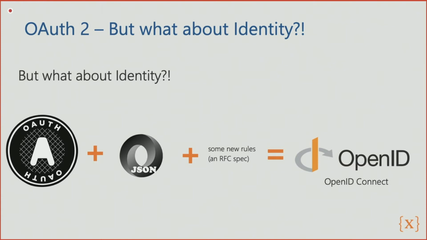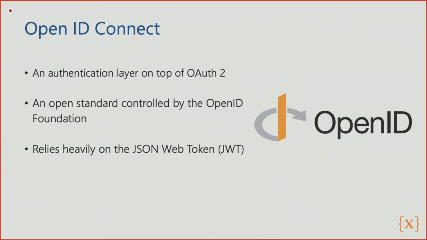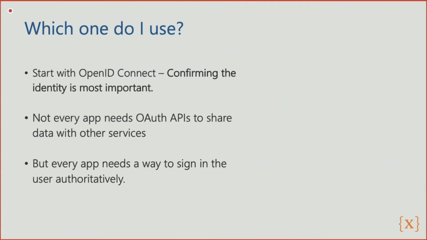OpenID is an amendment to the OAuth spec, so it sits on top of it. It's not a new protocol, it is OAuth behind the scenes, right? It's just more rules on how we define a JSON web token. In the next slide, so authentication layer, controlled by the OpenID Foundation and relies heavily on the JSON web token. So tying these two together, which one do I use?